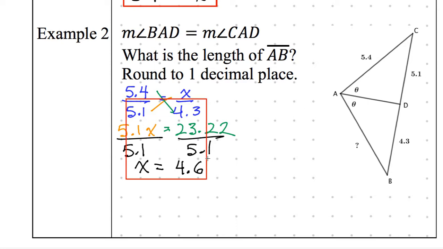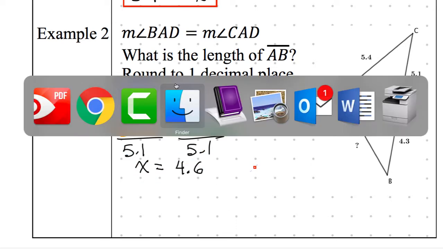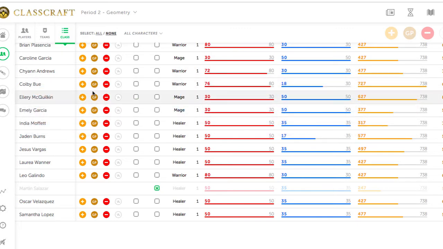I'll go back and give you, whoa, I don't want a square, I want a rectangle. Please. Oh, what is this? And Colby gets his XP.